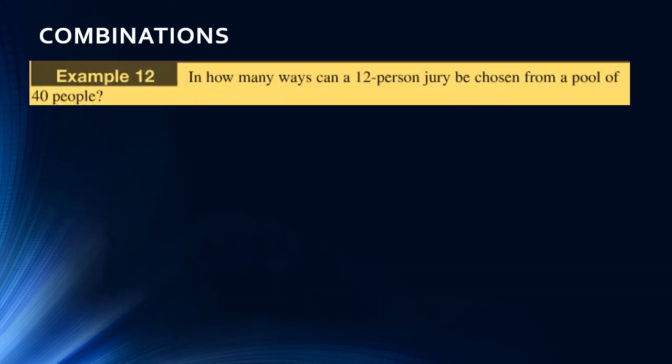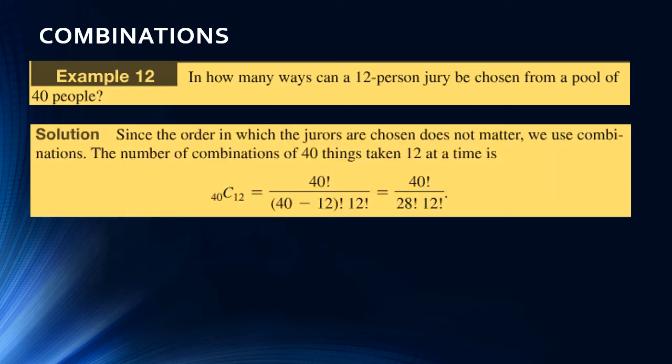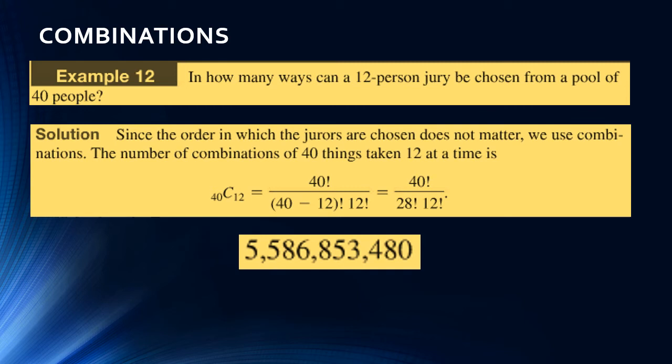In how many ways can a 12-person jury be chosen from a pool of 40 people? This is a combination. Again, any 12 people can be put in any order and they're still the same jury. So here we have a combination of 40 things taken 12 at a time, and we get 5,586,853,480 different combinations. Amazing, isn't it? It's hard to believe that there are that many different jury possibilities with using just 40 people 12 at a time.